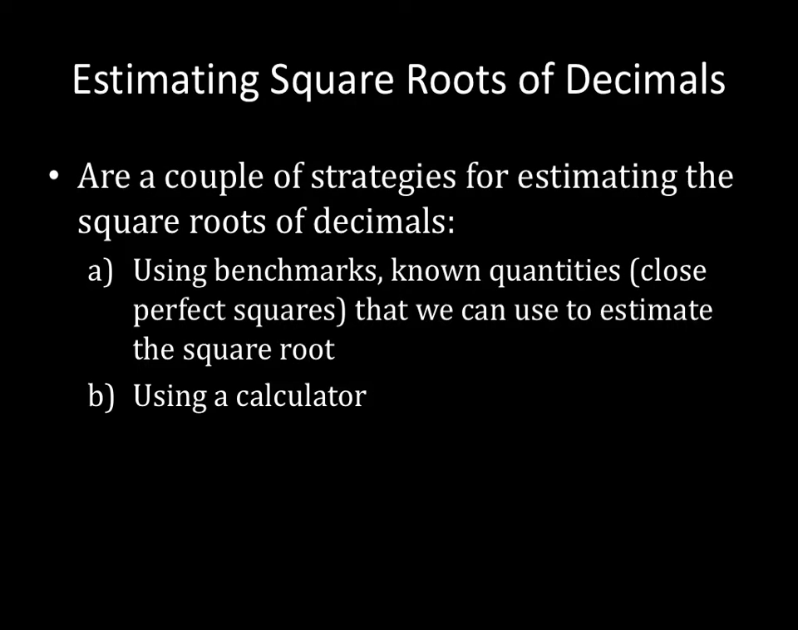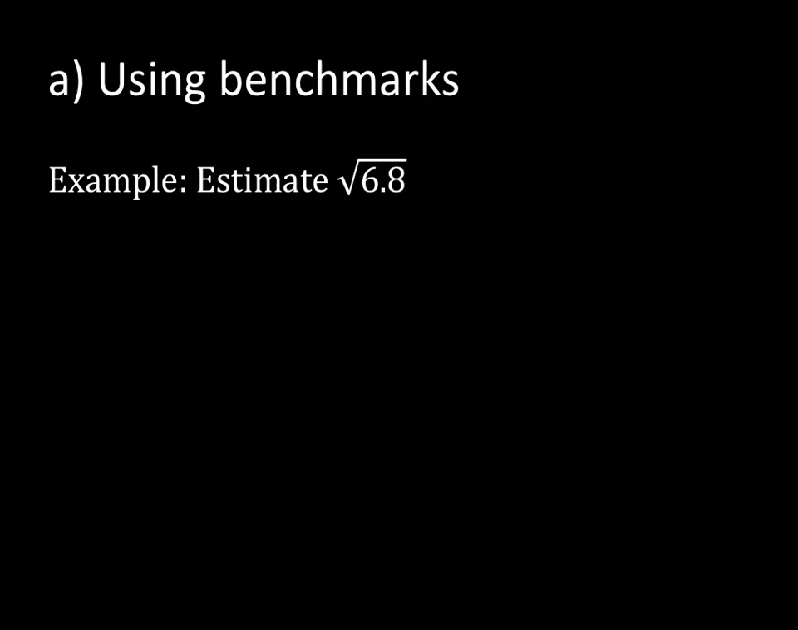Now, how can we estimate square roots of decimals? There are a couple of strategies for estimating the square roots of decimals. To do this, we can use benchmarks. Benchmarks are known quantities that we can use to estimate the square root. In this case, benchmarks would be the nearest perfect squares. Or we can use a calculator. This is not my preferred method, but it does work, and we need to also understand why it is just an estimation. So let's look at an example.